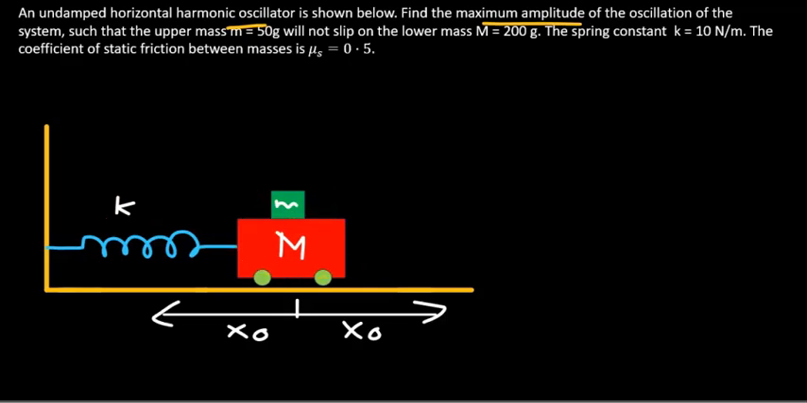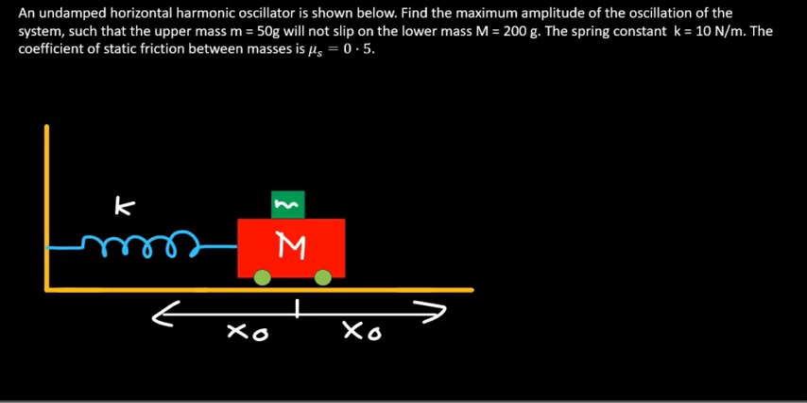The coefficient of static friction between the masses is 0.5, so that is between the two surfaces right there. So given all the parameters, what is the maximum value for this x0? That is what we want to calculate. So as always, we shall start with a free body diagram.